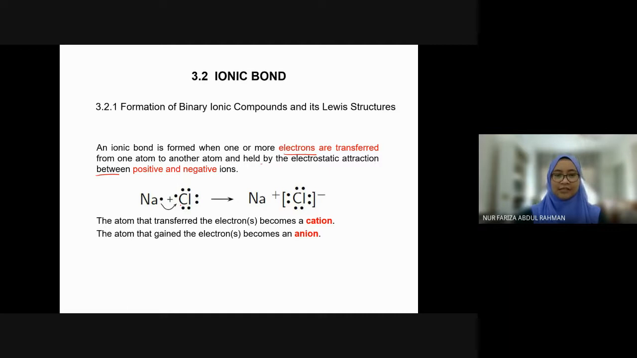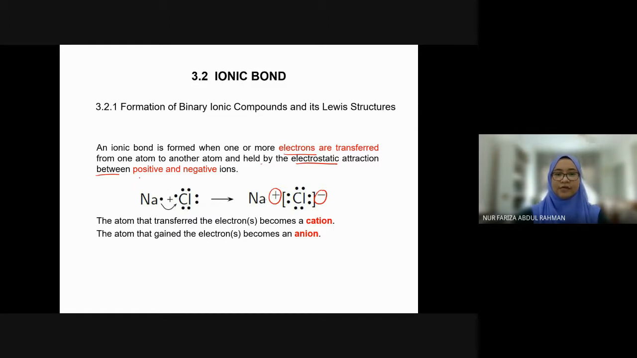Chlorine accepts the electron, and sodium becomes sodium plus, and chlorine becomes chloride ion. So this is a stable form of sodium. It becomes sodium plus, chlorine becoming chloride ion. So as we know, these two have opposite charges. Opposite charges attract one another. So that is what we call electrostatic attraction, due to opposite charge.